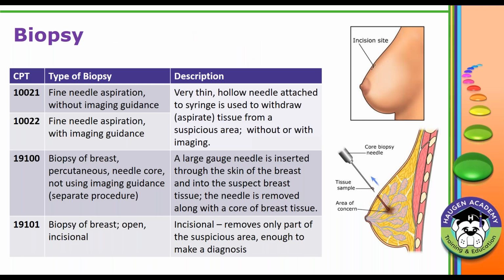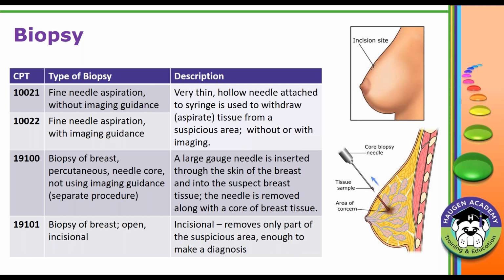The sample of the cells is smeared on a glass slide and sent to pathology, and then the results can determine the nature or the diagnosis of the lesion. Excisional breast surgery does contain some biopsy procedures, so the 19100 and 19101. 19100 is a percutaneous or a needle biopsy, and then the 19101 is an open or incisional biopsy. They both involve removal of differing amounts of tissue for diagnosis.